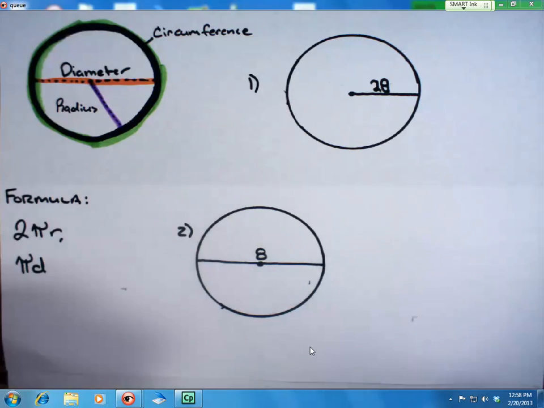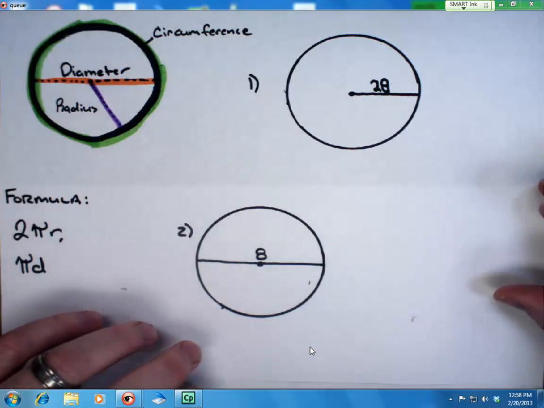Yes, I would write down both formulas along with both examples. That's why we call these notes.